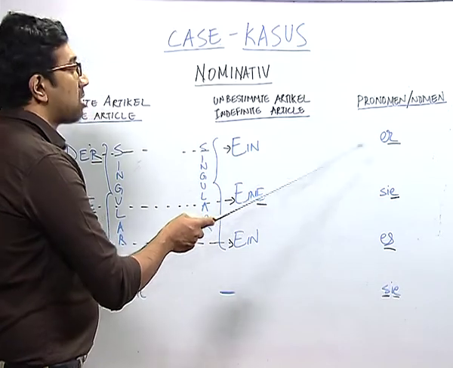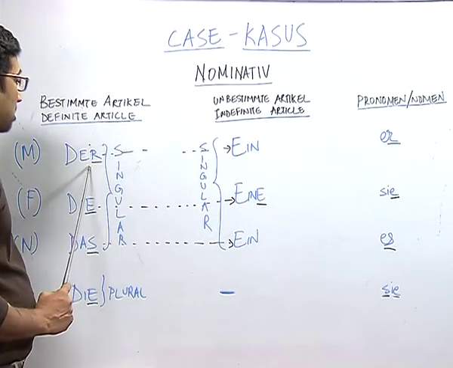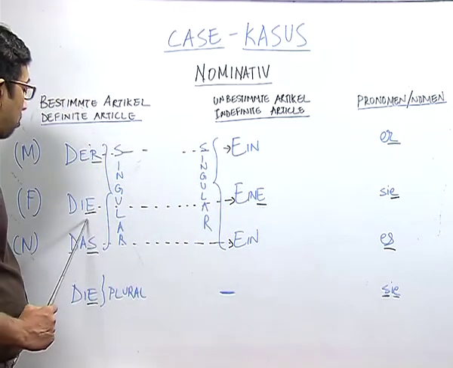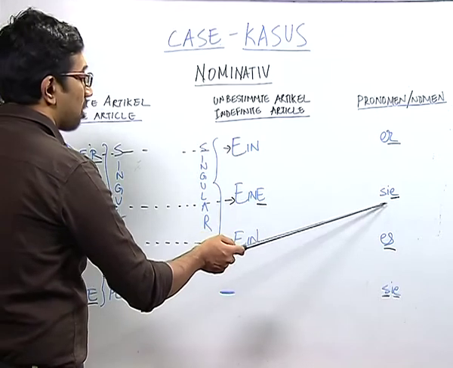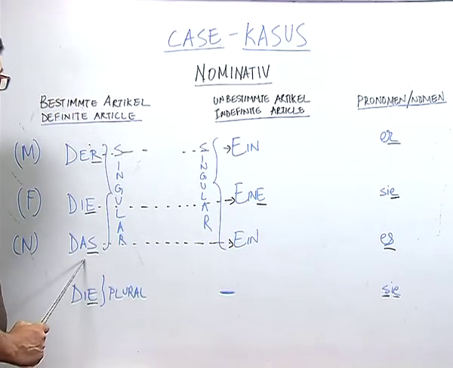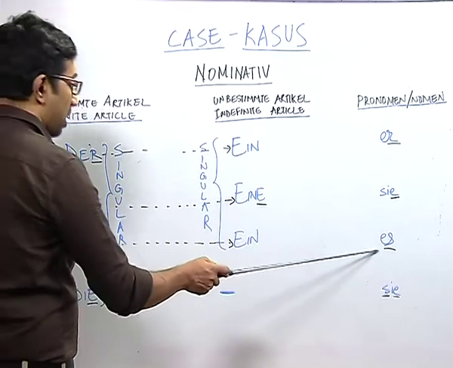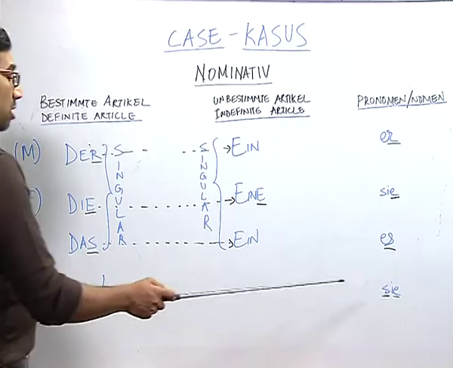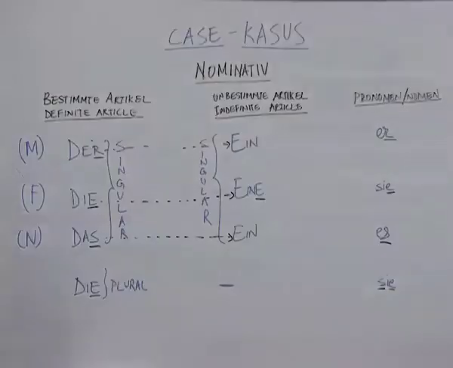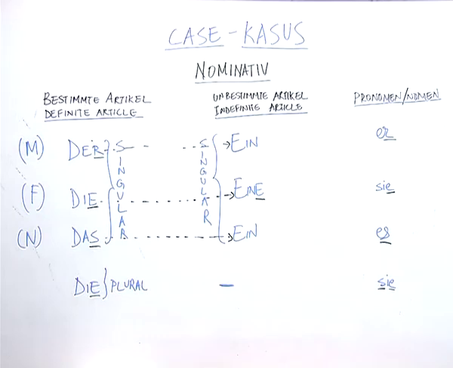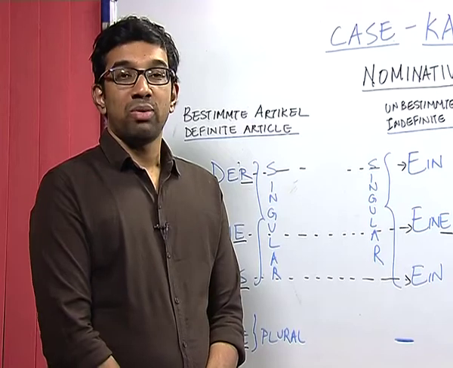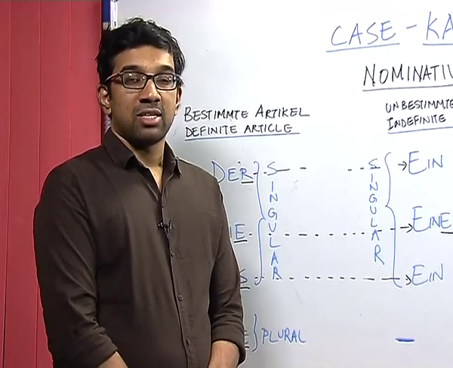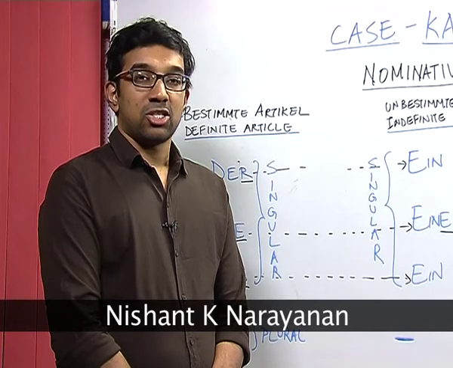Any masculine noun is represented with the pronoun er. Any feminine noun is represented with the pronoun sie, and any neutral noun is represented with the pronoun es, as well as any noun in plural is represented with the pronoun sie. How we do this pronoun and noun variations, that we will do in the next session.